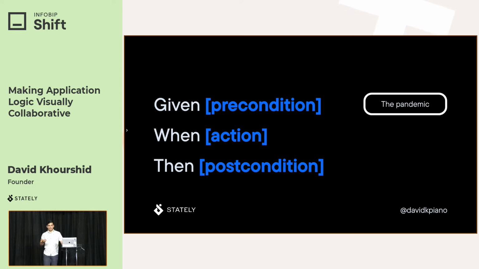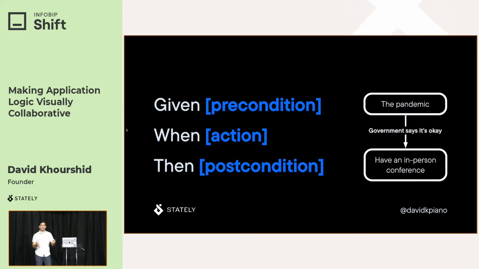So for example, given the pandemic, when the government says it's okay, then we can have an in-person conference. And apparently they forgot to write a user story for the Delta variants, but we'll just push that aside.